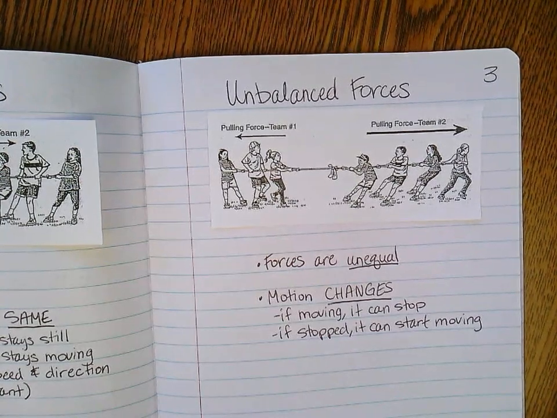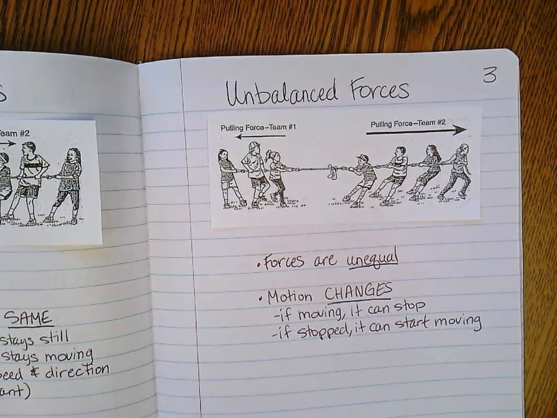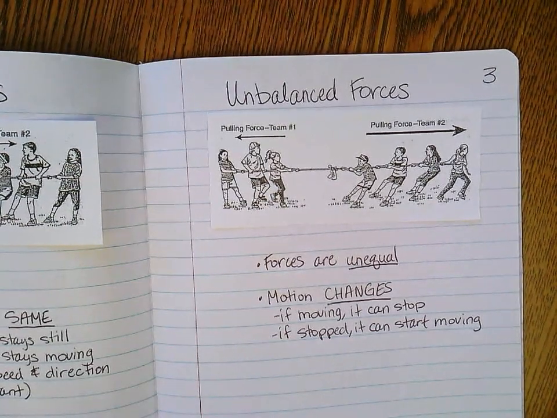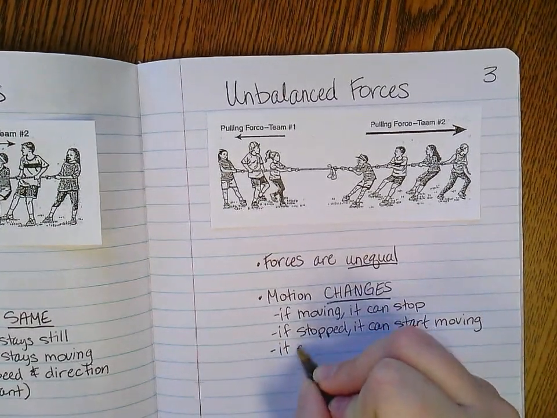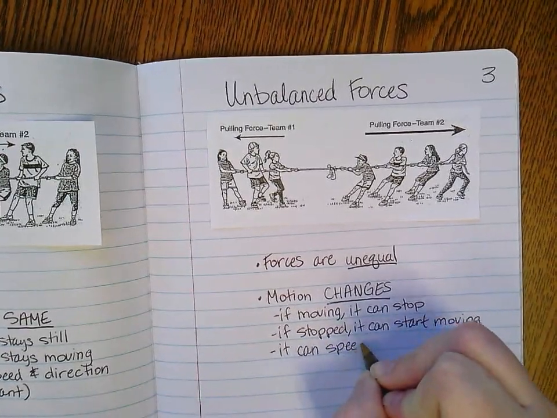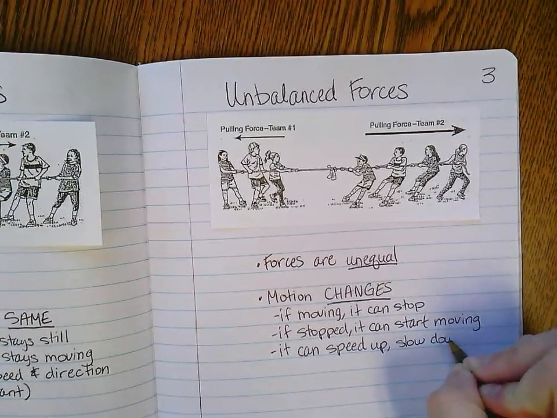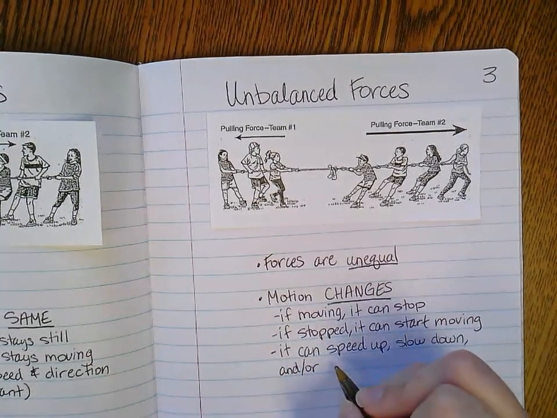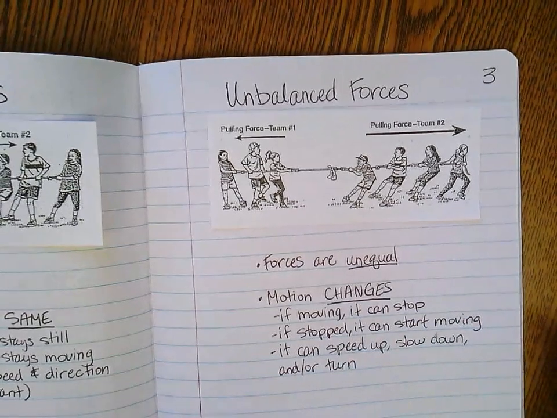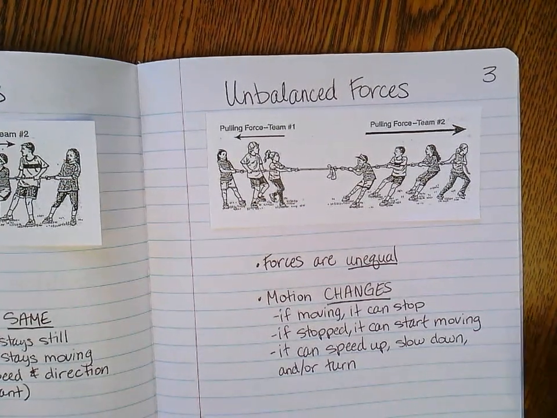Unbalanced forces can also change how an object is moving, even if it's already moving. It can cause it to speed up, it can cause it to slow down, or it could cause it to turn and change direction. It can speed up, slow down, and or turn. When an object changes its speed, when it speeds up and goes faster, or it slows down and goes slower, we call that acceleration.